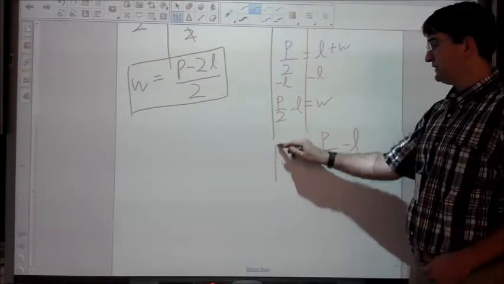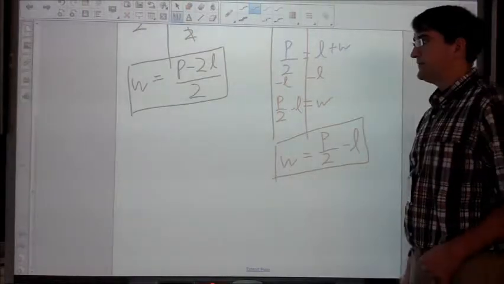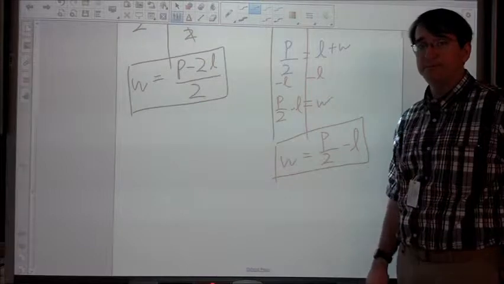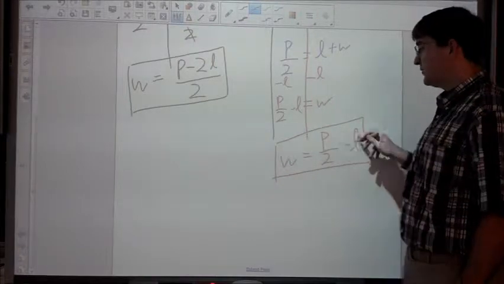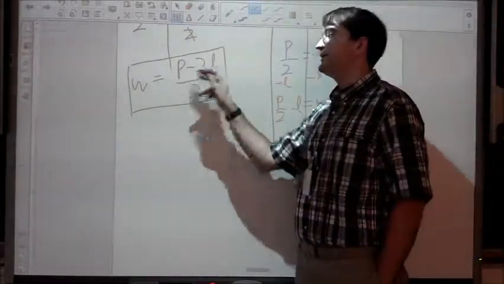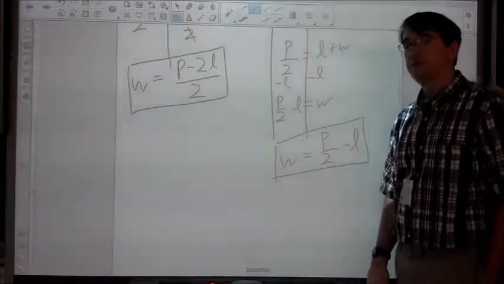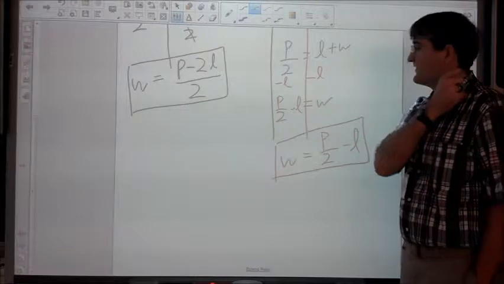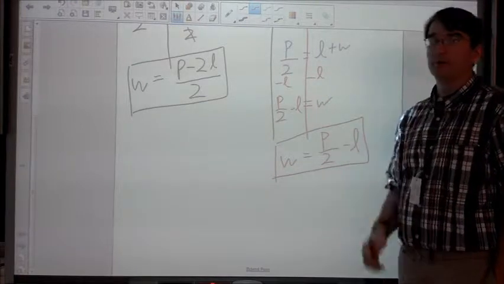So I actually get 2 different forms for this formula. But they're the same. If I plug in a value for P and L here and the same values for P and L here, I'll get the same value for W. You should check this on your own. It's just 2 different strategies to reach 2 slightly different looking answers. Ultimately, they're the same thing.